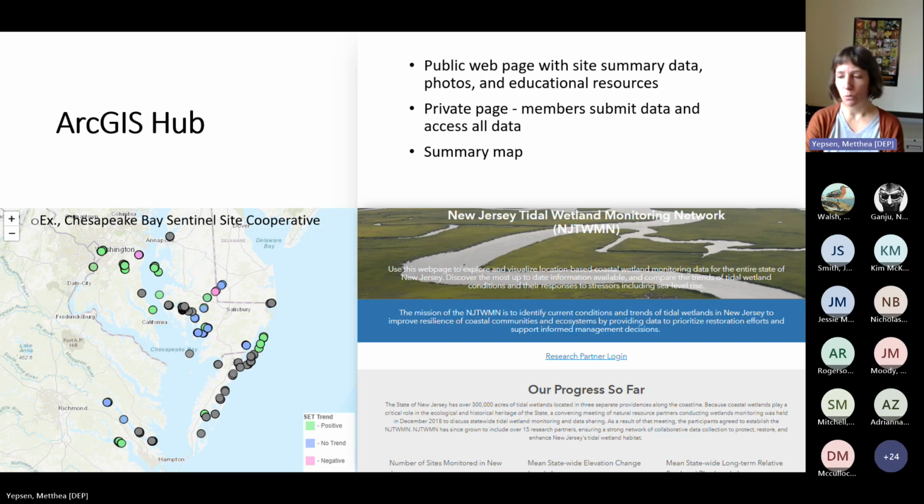And we're expecting that it will have a summary map similar to this one on the left here, which is the Chesapeake Bay Sentinel Site Cooperative, where we'll have the points of the stations, these long-term monitoring stations across the state, and they'll be color-coded based on whether they're keeping pace with sea level rise or not. And you'll also be able to drill down into those points and see information about vegetation and tidal datums and soil chemistry and things like that as we expand the database. So we're really excited about that.